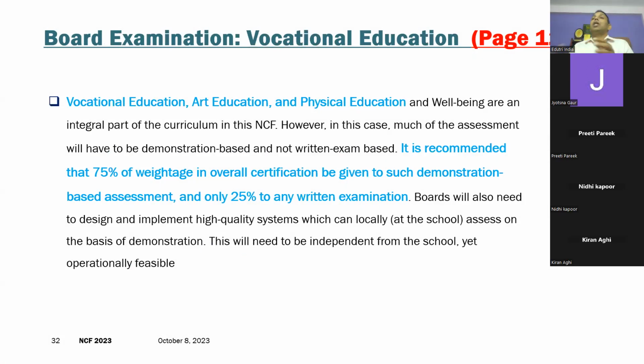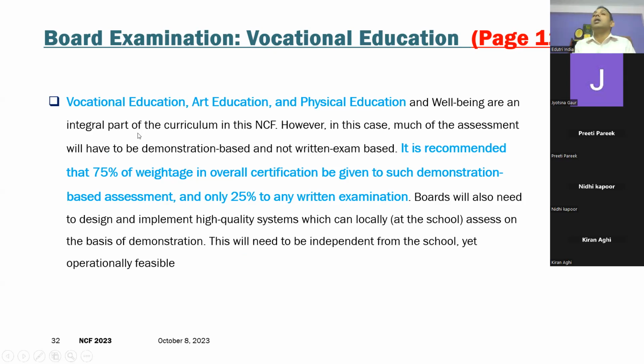Now, I told you about vocational education, art education, and physical education. If you think about physical education today, what happened? The child gives practical of 30 marks in the school, then goes to the board, gives the 70 marks theory paper in the board, and 100 marks comes. Now, for 9th, 10th, and 11th, 12th, they are saying no. There will be local assessment with an external examiner. Some external examiner will come to the school.